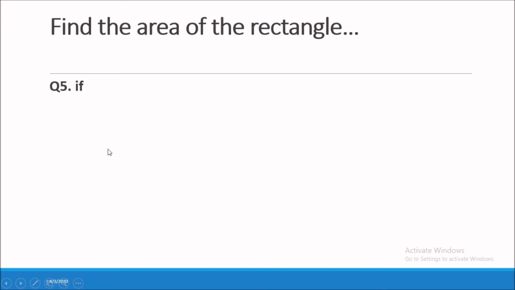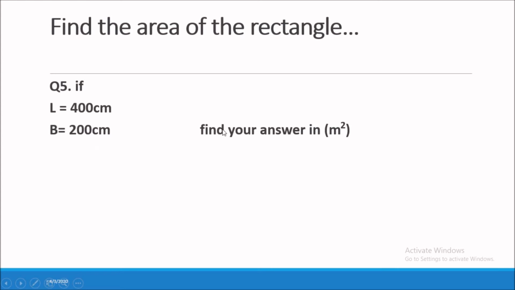Find the area of the rectangle if length is 400 centimeter and breadth is 200 centimeter. We have to find it in meter square. Keep in mind here both units are against the condition, so we have to convert both of them. There are two ways. First, find the area, then divide the area by 10,000. Or the second method, which I have explained here: first we will convert this, then we will convert this, and then we will multiply L by B, meaning the converted value of 400 centimeter to meter, and the value which we will get from 200 centimeter to meters.